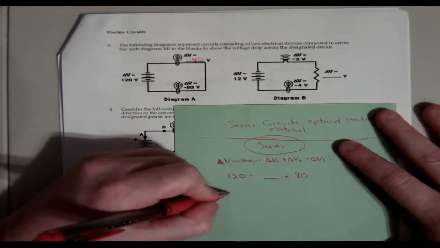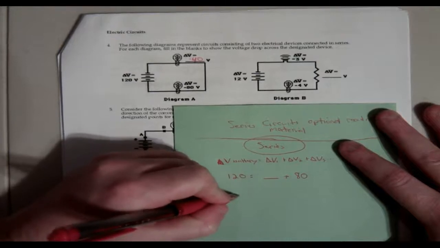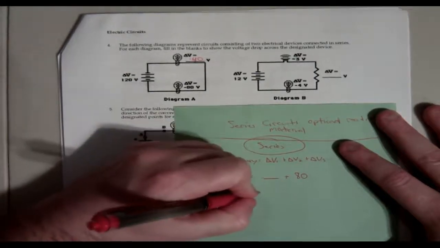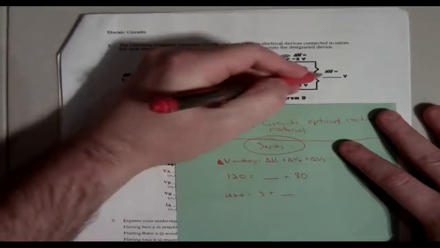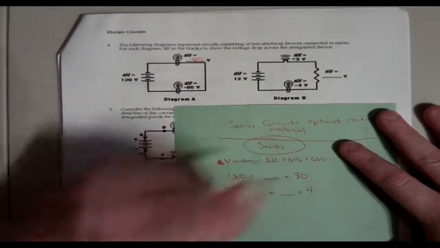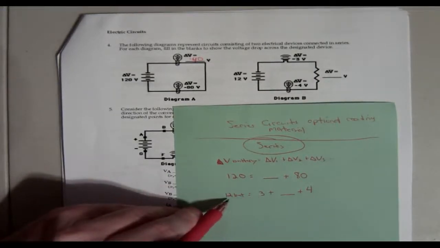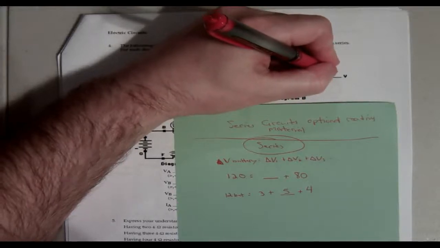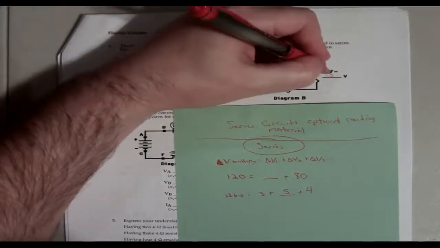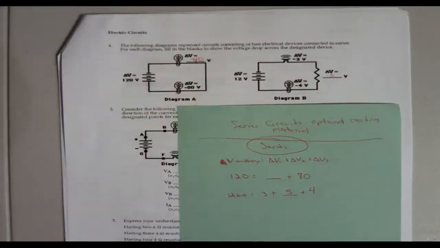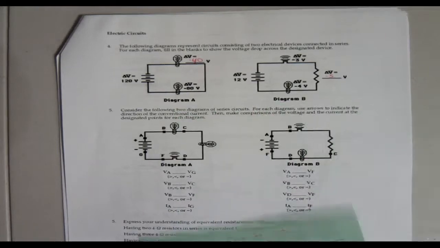So our battery's voltage is 12, equals the drop here plus this unknown plus 4. So really we're sitting on 7 and it has to equal 12, so the only thing to do really is put a 5 here, right? So the total voltage drop is 12. It's 3 plus 5 is 8, 9, 10, 11, 12. Okay? So that is the first deal. Now let's do number 5, let's just finish this page.